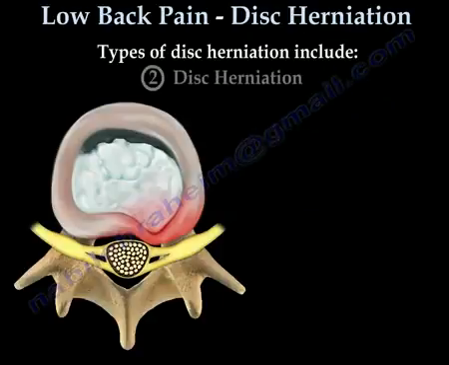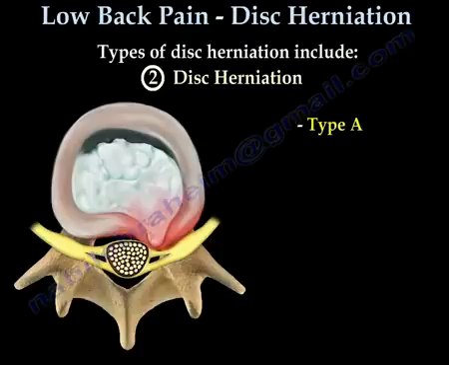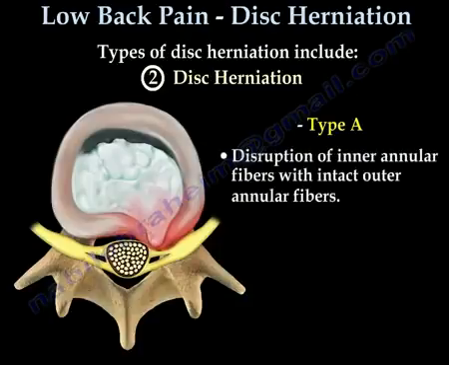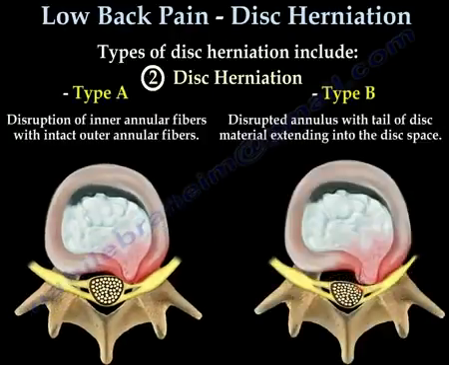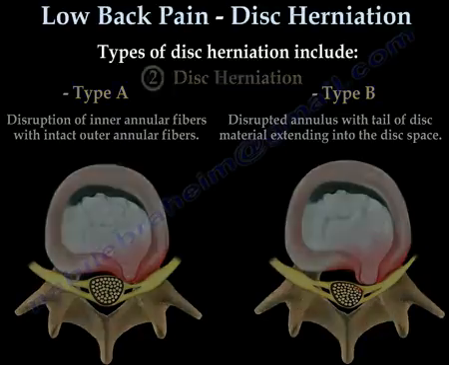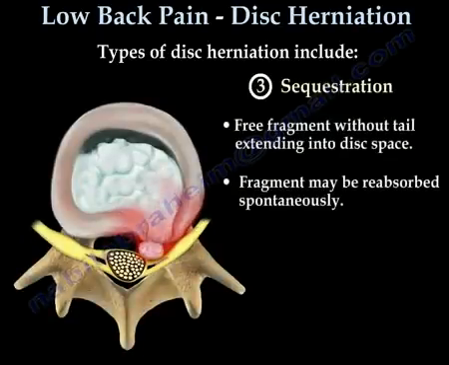The second type is disc herniation. In this type we have disruption of the annular fibers, either partially or totally, with a tail of disc material extending into the disc space. The third type is called sequestered disc, a free fragment without a tail extending into the disc space. The fragment may have a chance to be reabsorbed spontaneously, and it may actually get better with epidural injection.